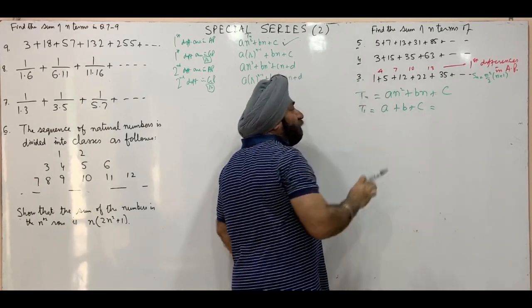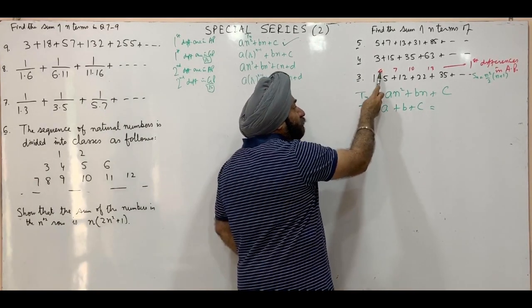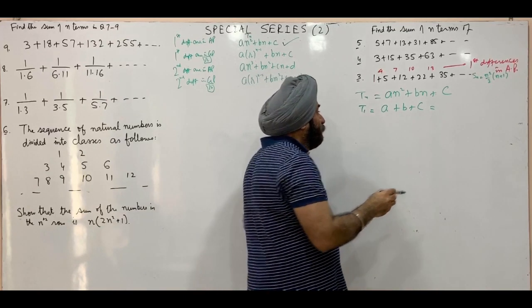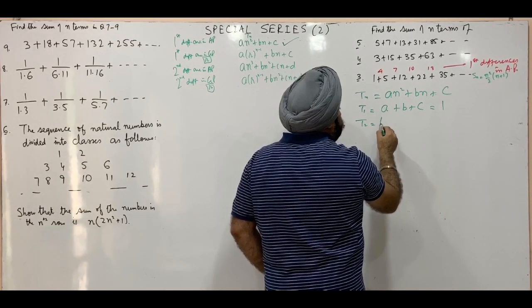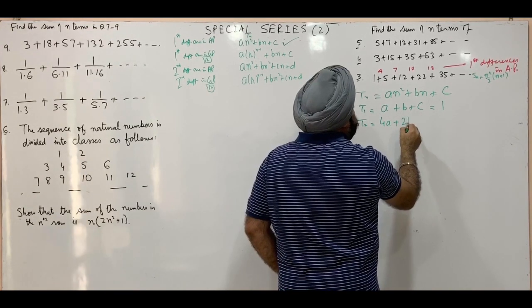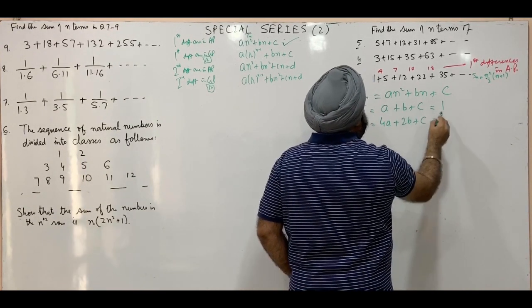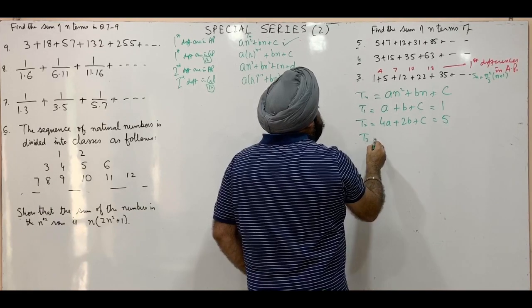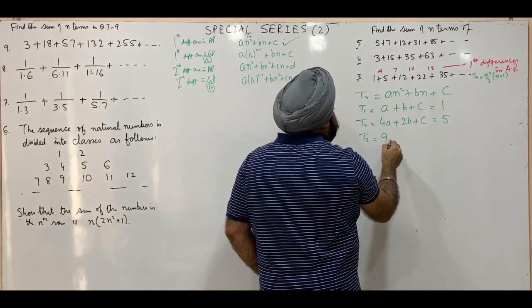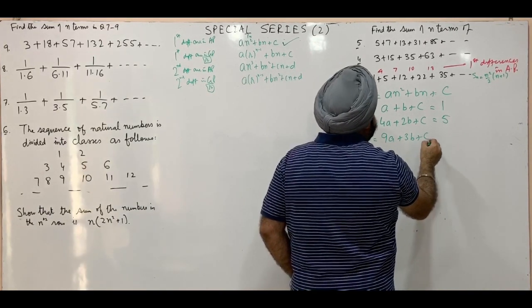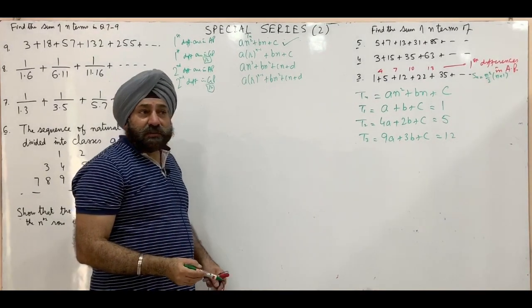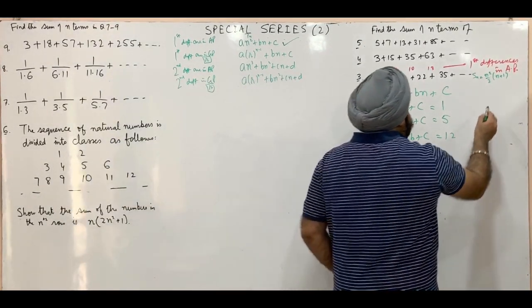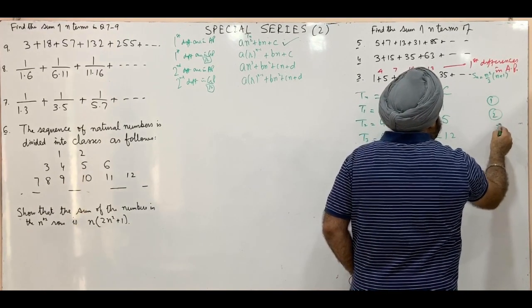And what is first term of the series? It's 1, it's not 4. This is 1. Then we put n is equal to 2. This is 4a plus 2b plus c, and that is 5. Third term will be 9a plus 3b plus c. This is 12. So this way we are getting three equations in a, b and c. So first equation, this is second, this is third.